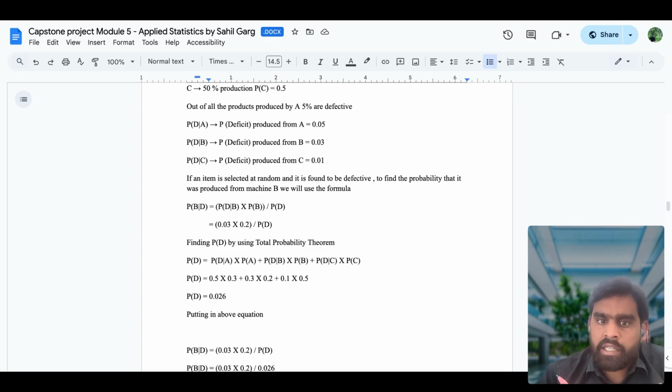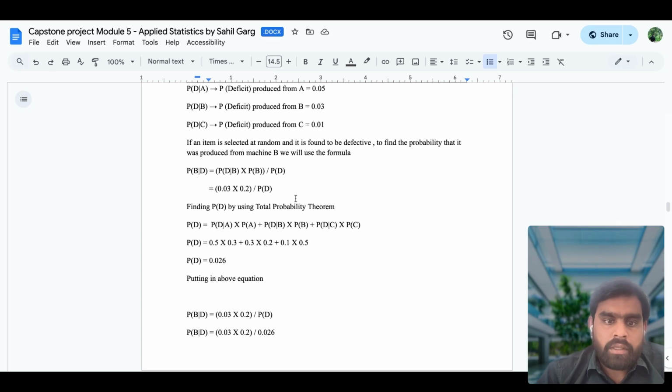So the thing is, we have taken a random product and it is defective, and we have to find out the probability that it was produced from machine B. Using the formula, the probability of machine B given defective would be the probability of a defective piece from machine B multiplied by the probability of machine B, divided by the probability of a defective piece. So P(D|B) is 0.03, multiplied by P(B) which is 0.2, upon P(D).